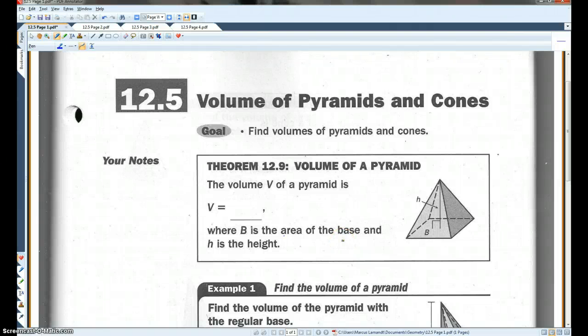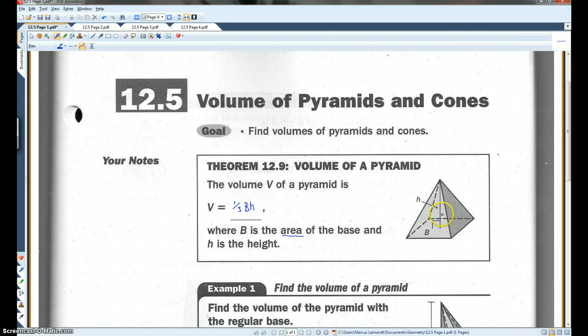Alright, if you guys could please turn to 12.5, volume of pyramids and cones. Alright, theorem 12.9, volume of a pyramid. The volume V of a pyramid is 1/3 base times height. Notice that the capital B is the area of the base, and H is the height.